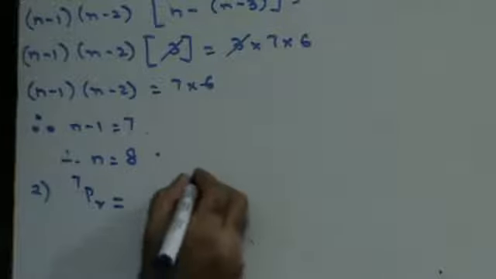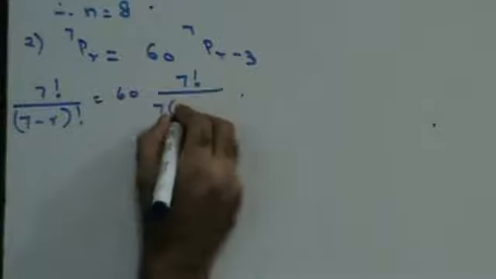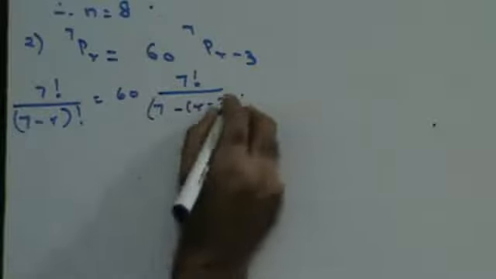P7 of r is equal to 60 times P7 of r minus 3, right? Let's see the sum. This can be written as 7 factorial upon 7 minus r factorial. Number at the top divided by the difference between the two numbers is equal to 60. 7 factorial upon 7 minus r minus 3 factorial.